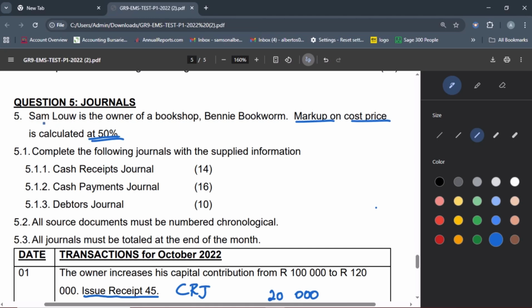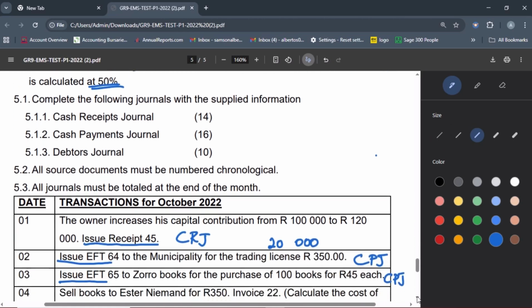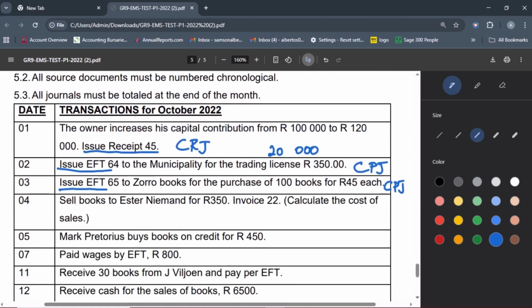And also, it is very important that you take the nature of our business into consideration. So remember, we own a bookshop. So when you buy these books that they are referring to on day 3, you are buying trading stock. So we are buying trading stock here because we are running a bookshop. When we buy books, the intention is to resell them. So anything that we buy with the intention to resell, that item represents trading stock.